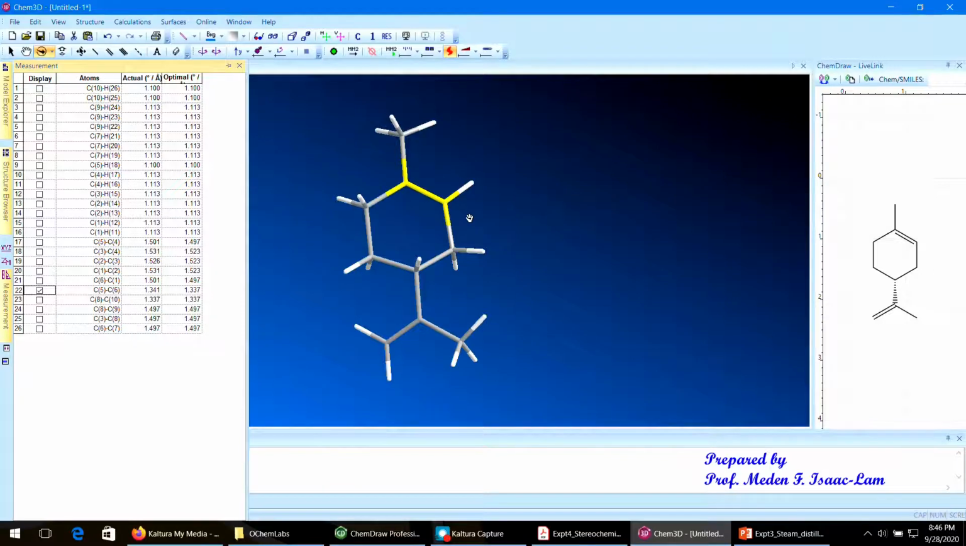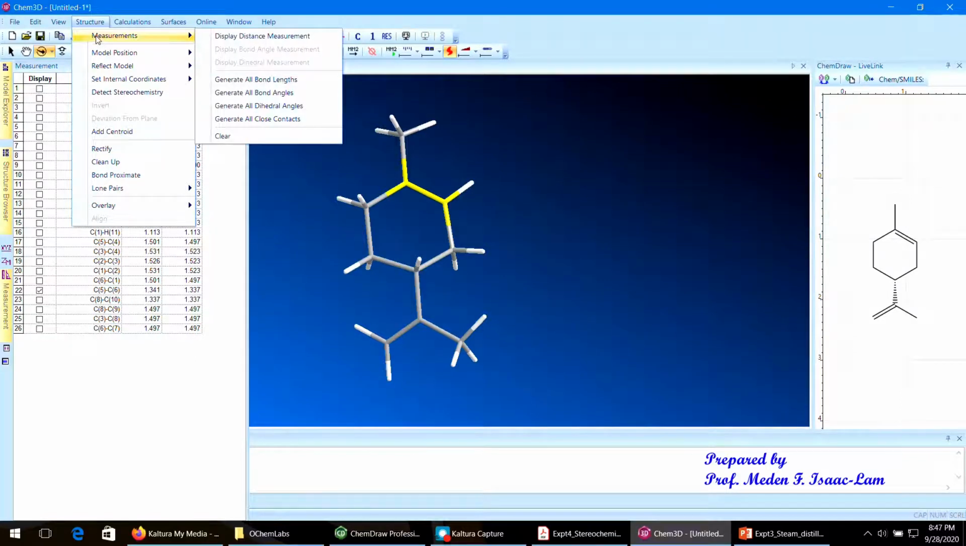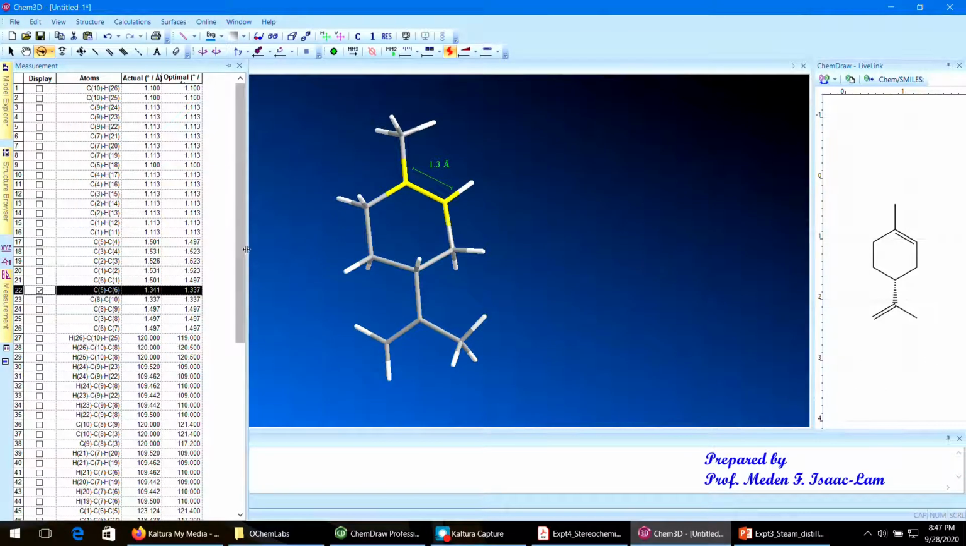So the bond angle in the handout is going to be this carbon. So C1, C2, and C9. Okay. So we're now measuring the bond angle of this carbon, labeled here as C5, to C6, and then to C7. So it's C5, 6, 7 that is labeled in this model. So we can go back to structure tab and then measurements and then generate all bond angles, and now you have it here.